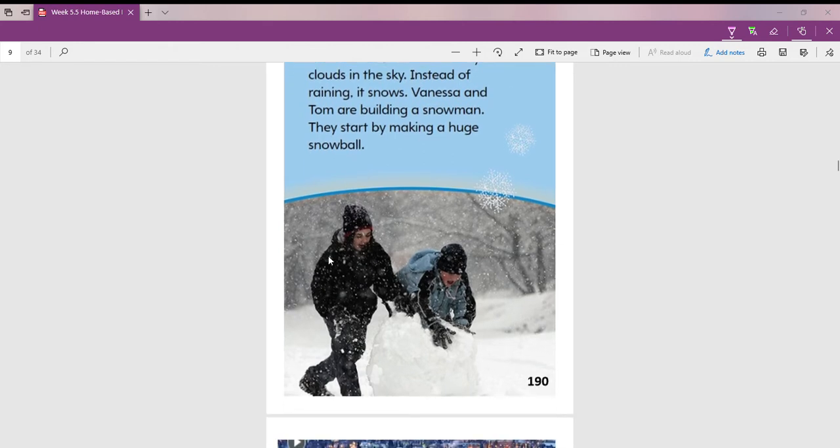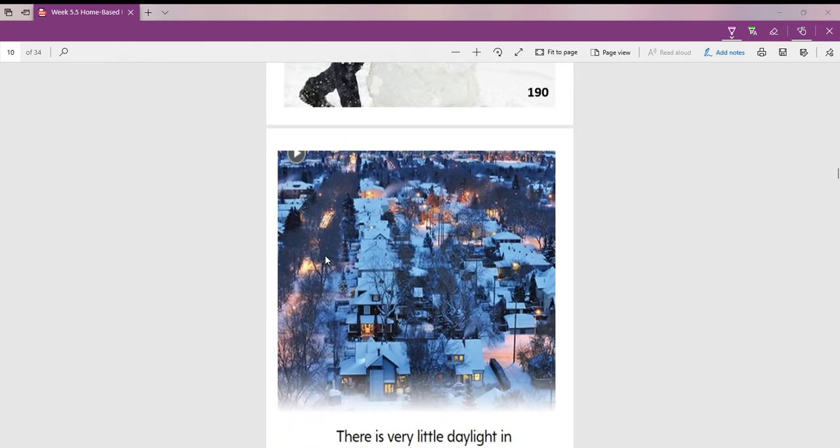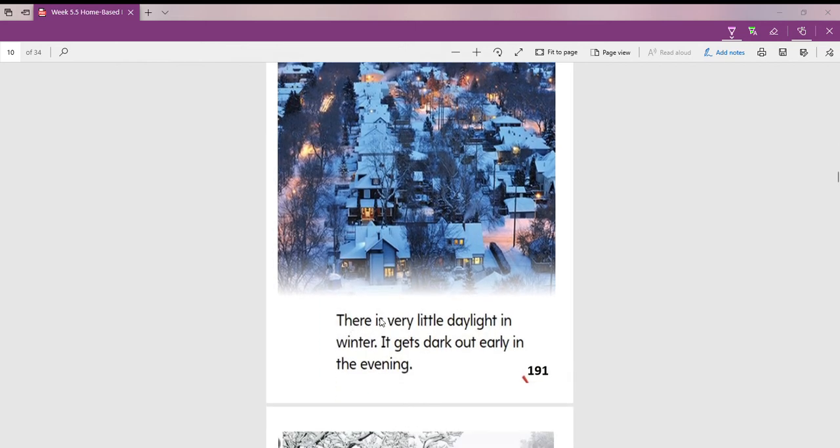So we don't get much snow here for winter, but if we lived somewhere else, up north, we would be seeing a lot of snow. Look at that beautiful picture. What do you see, boys and girls, on the rooftops of these houses and these buildings? We see snow, right? There is very little daylight. There's one of your vocabulary words, daylight, in winter. It gets dark out early in the evening. Daylight, boys and girls, is the kind of light that we get during the day. In the summertime, we have a lot more daylight. In the wintertime, we have less daylight. In the wintertime, nighttime comes faster.